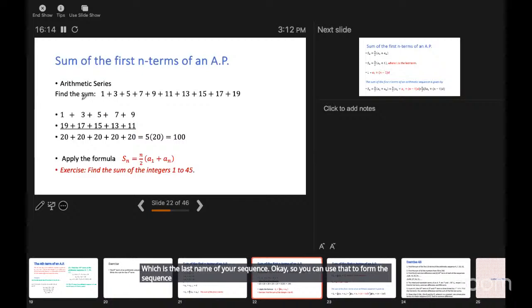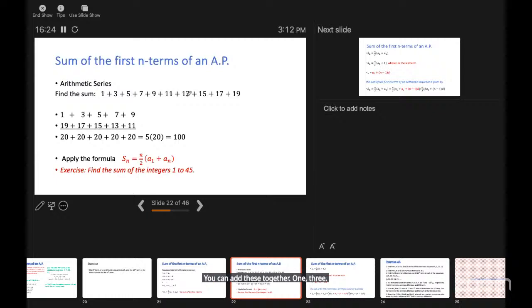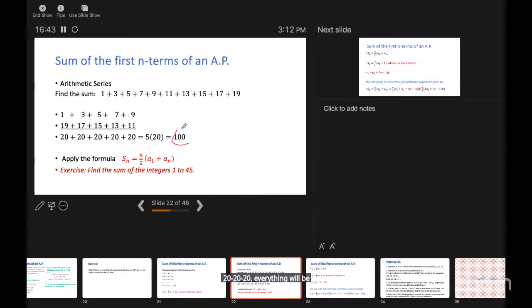I'm giving you this example very quickly. Suppose I ask you to find the sum of 1 plus 3 up to 19. You can add this together: 1, 3, 5, 7, 9, 11, 13, 15, 17, 19. That is the odd numbers between 1 and 19. Pairing 1 plus 19, 3 plus 17, 5 plus 15, and so on, you just have 20, 20, 20, and everything will be 100.